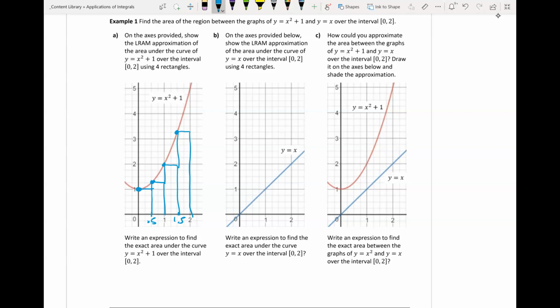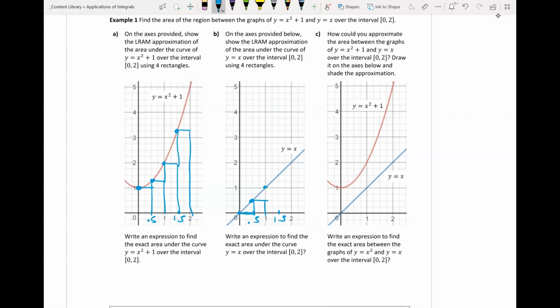Now we're going to do the same sort of thing for y equals x. The same increments, because I still want 4 rectangles. I'm going to pick my most left point. So between 0 and 0.5, my most left point is just 0, so we don't really have a rectangle there. From 0.5, I have 0.5 for my y, and that creates our second rectangle. Then the most left point between 1 and 1.5 is 1. And lastly, at 1.5, I have a point at 1.5. This will create the last rectangle.